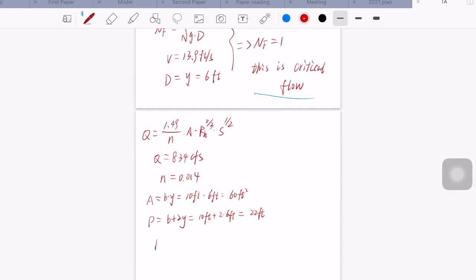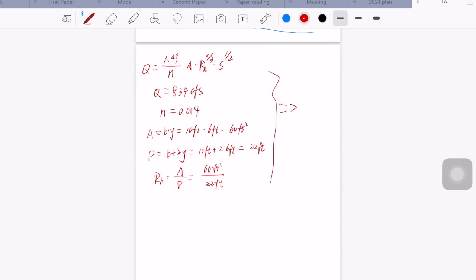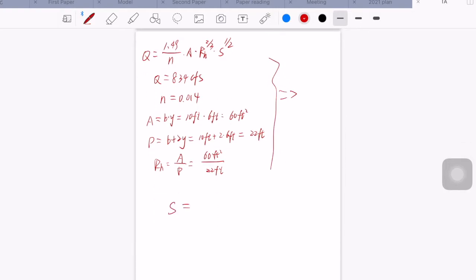And we know R_H, the hydraulic radius, equals A over P. So the value is 60 square feet over 22 feet. And now we can determine the slope S equals 0.00448. So we have done this problem.